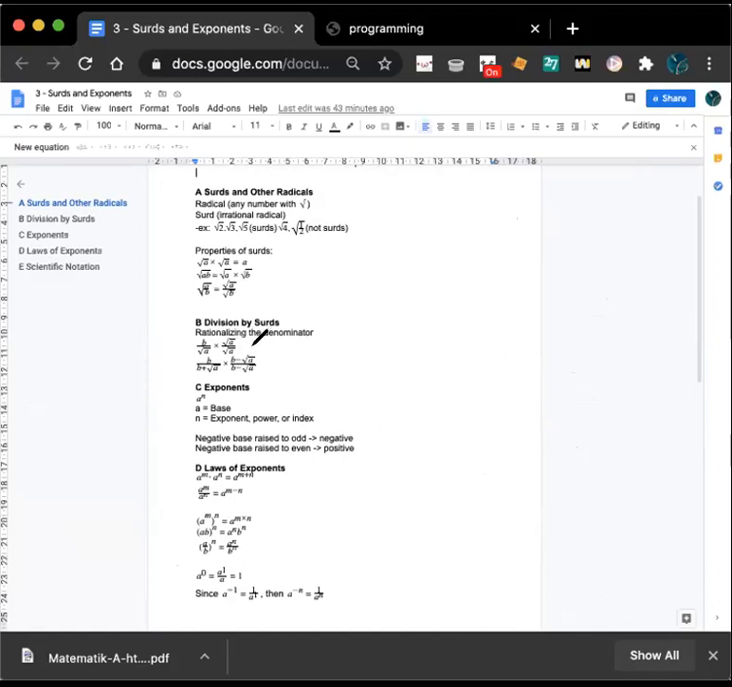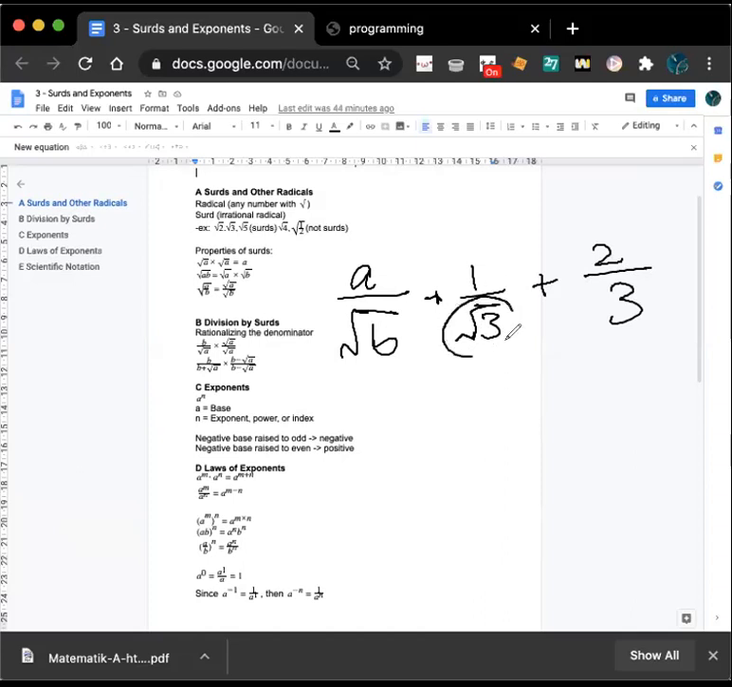And then for rationalizing the denominator, there are times when the surds are under the fractions like this. Let's just say this is 1 over square root of 3, and you want to add, say, 1 over square root of 3 plus 2 over 3. Then you have this weird surd down here.